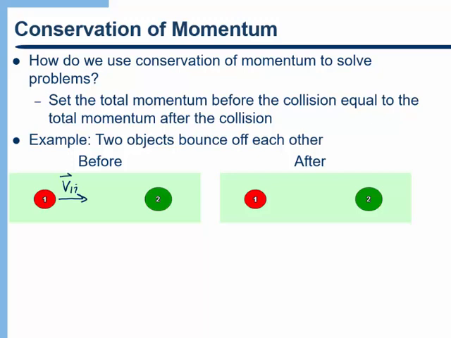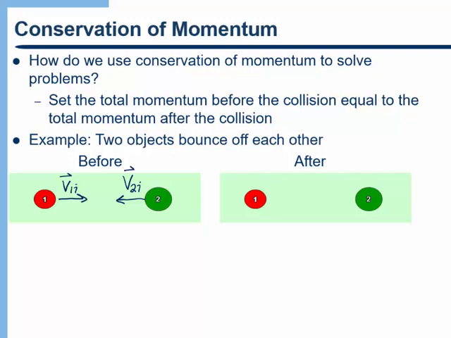Now for these two objects to collide, object 2 could actually be moving in either direction, right? It could be moving to the right as long as its velocity is less than v1 initial. But for the moment, let me just draw it this way. So that would be v2 initial. And then after the objects collide, you can imagine they could both go to the right, they could both go to the left, or they could go in opposite directions.